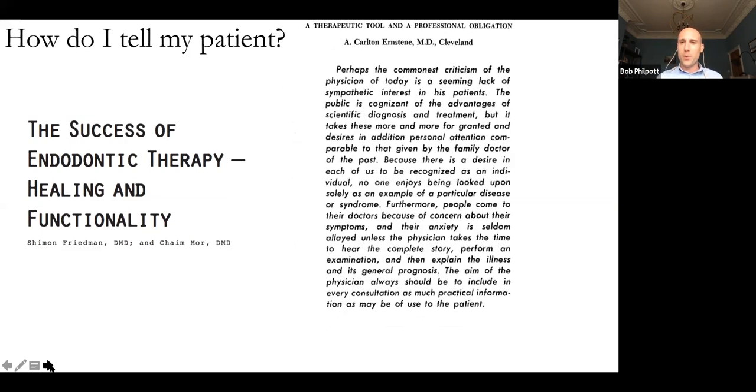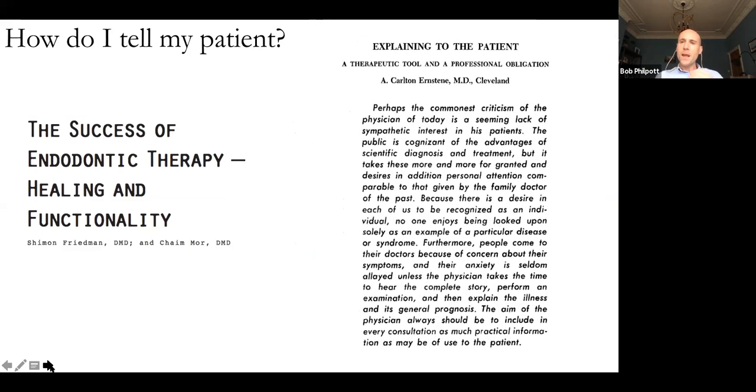And this is the paper from 1957 from Ernstein. And it talks about the idea that the public is cognizant of the advantages of scientific diagnosis and treatment, but it takes these more and more for granted. If a patient goes to you to have endodontic treatment done, of course they assume that you know what you're doing in terms of endodontic treatment. The difficult questions we face are, can we give the patient some kind of guidance in terms of whether or not this tooth will last for them, whether or not the treatment will work? And we need to understand ourselves what it is that those things mean.